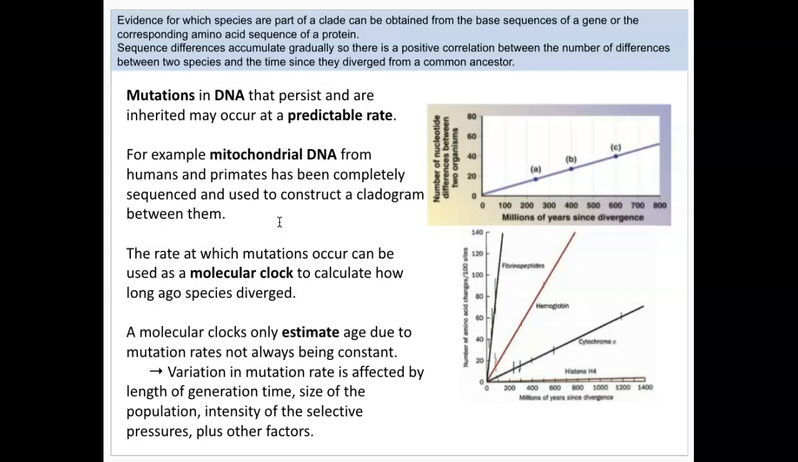It's important for you to understand that even though we are using these rates as like a molecular clock to determine how long ago these events did happen, this is only an estimate of age because we're making the assumption that the mutation rate is predictable or constant, even though it's not. There's always variation in mutation rates, and that can vary based on a lot of factors. How long the generation is, the overall size of the organism, selection pressures acting on the organism, etc.